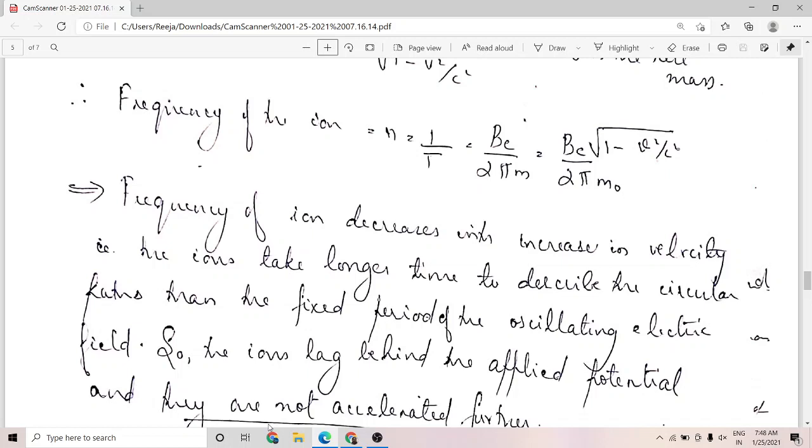Frequency decreases means frequency is inversely proportional to time period, or the ion takes a longer time to describe the circular path. We had discussed earlier that T is equal to 2 pi m by EB, means that it is a constant. It does not depend on the velocity. It does not depend on the radius. So time taken to execute a circular path is a constant.